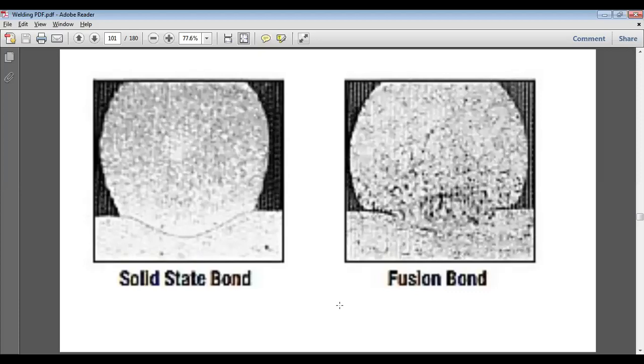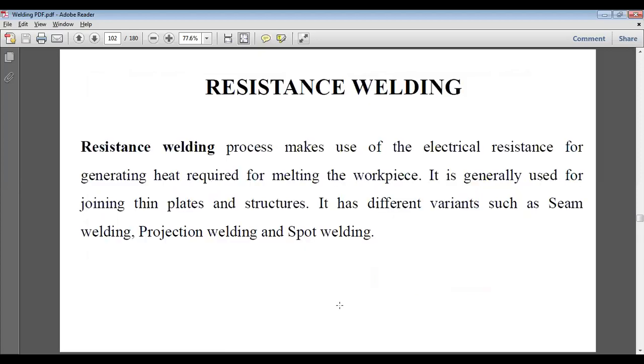These two are visible. Then the main topic in our syllabus is resistance welding. We'll be discussing resistance welding in detail. In resistance welding, as we know, when there is a current in a circuit, heat is produced, given by H equals I square RT. I is the current, R is the resistance, T is the time.